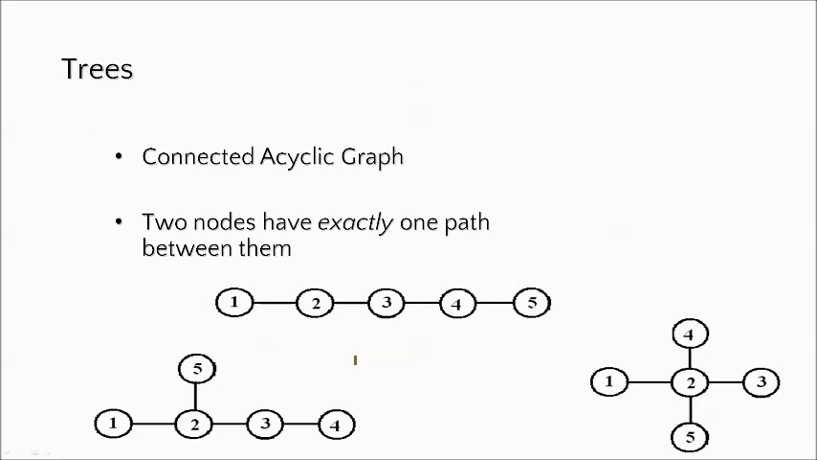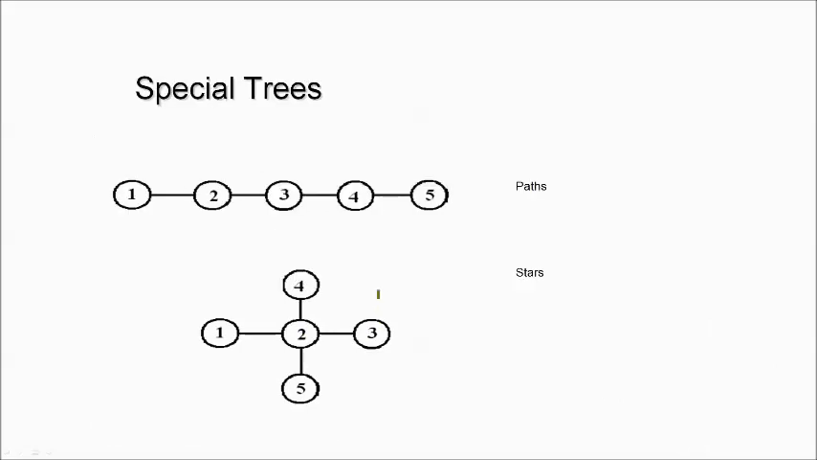Trees. We have the connected acyclic graph. Any two nodes have exactly one path between them, meaning to say, there's no intersection. So we have the special trees. This is just an example.